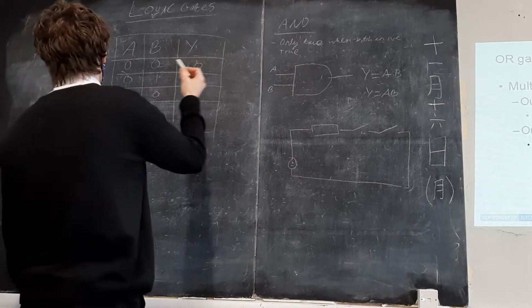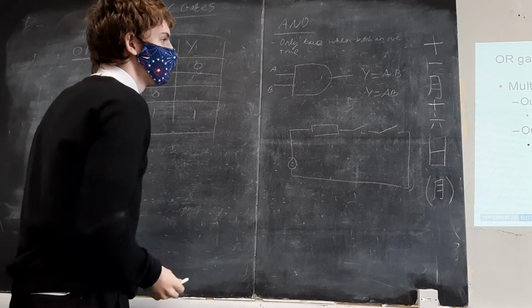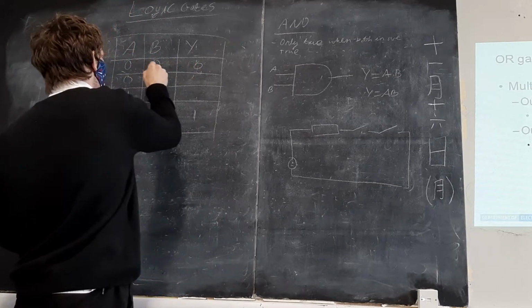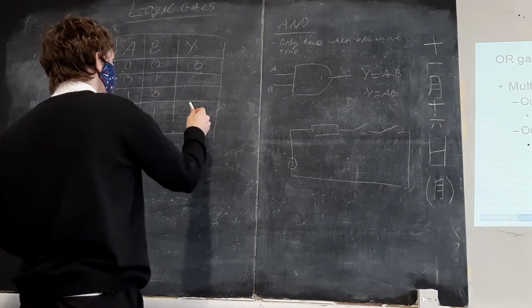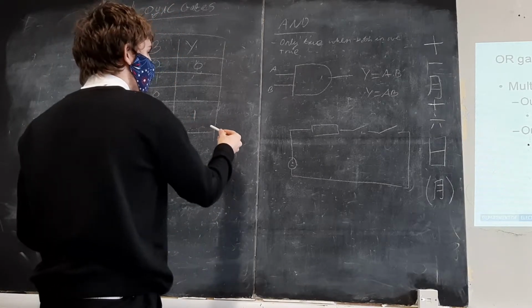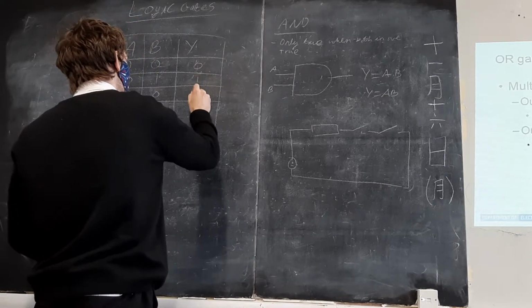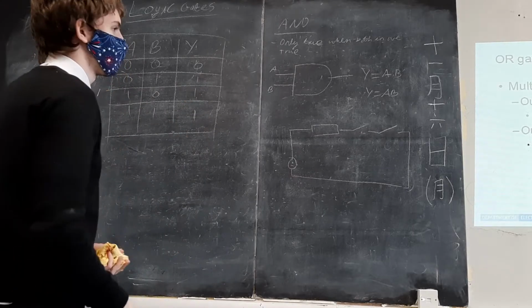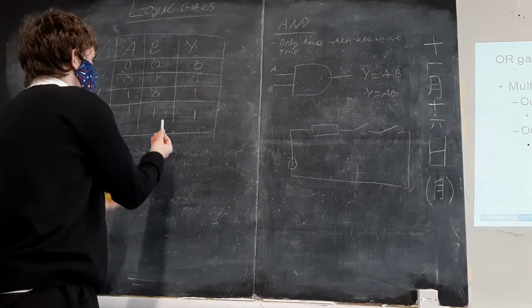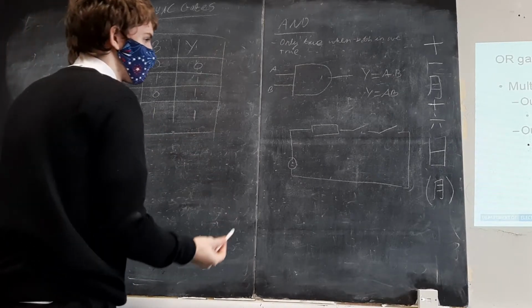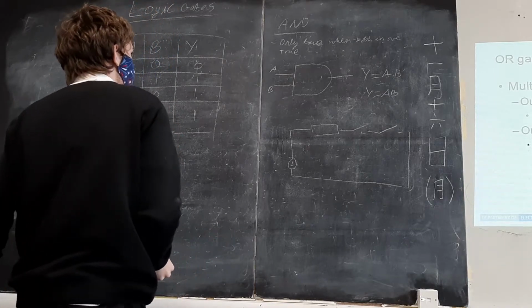So, an OR gate outputs true if all inputs are true or one input is true. So if either one of these is 1, then you will get 1. And in this case, they are both 1, and that still works. So it's only false when all inputs are false.